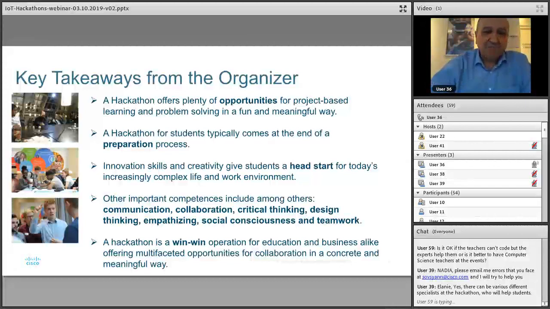And we like that so many different competences are useful in order to have good results at a hackathon. And finally, we believe that a hackathon is a win-win for education and also business companies helping us, business coaching. It's a win-win. We learn business, we learn what they need, and our students may find opportunities for internships and a future job.